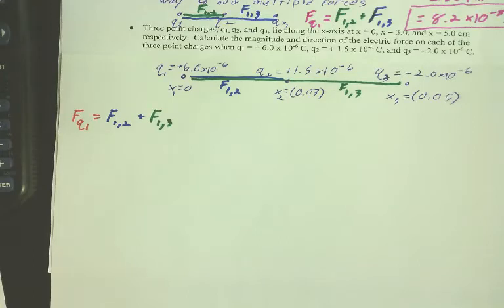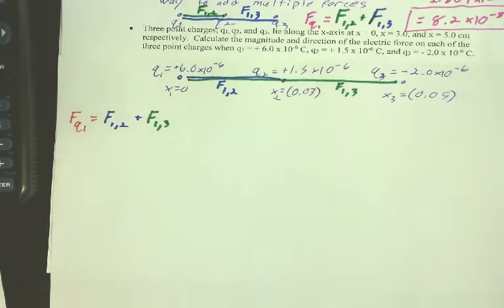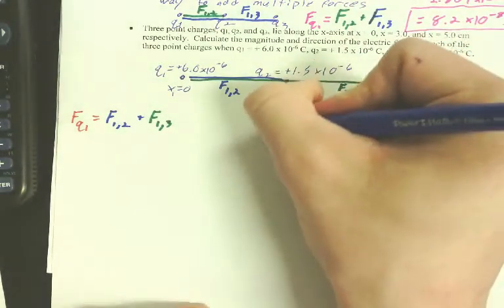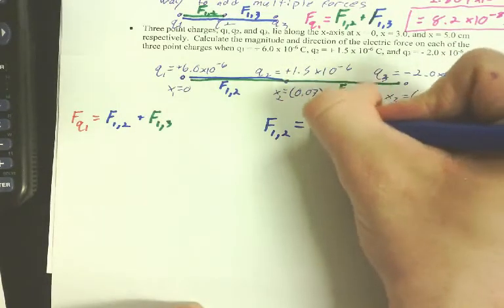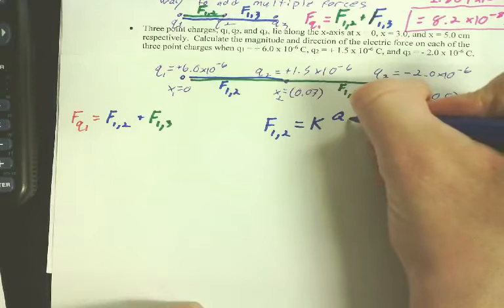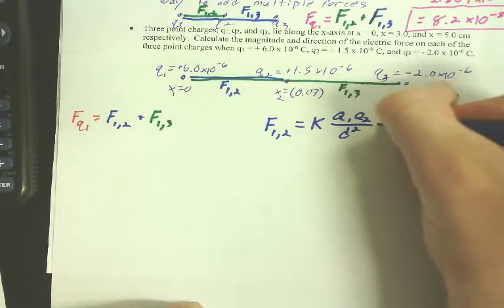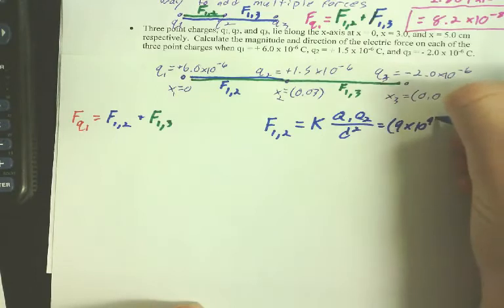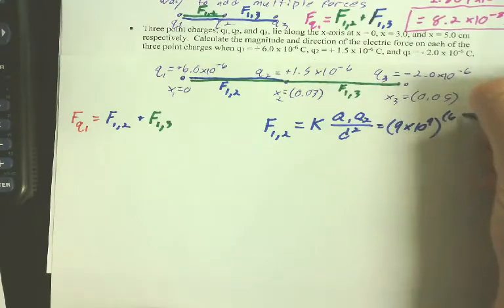Good. Okay. I need to find these. I don't know what these values are, so I need to find them. I do that by using my equation. F12 is equal to K Q1 Q2 over d squared. So K is 9 times 10 to the 9th. That's given in all the problems. Q1 is my first charge, which happens to be Q1, 6 times 10 to the negative 6th.